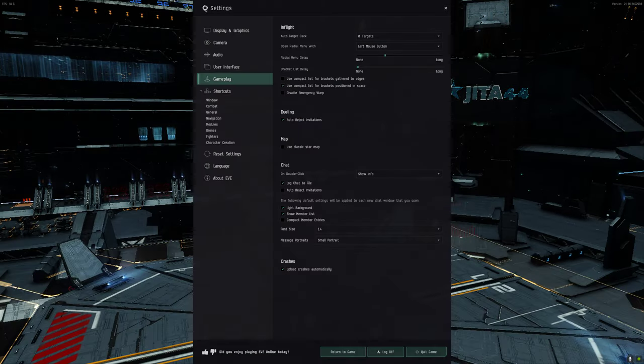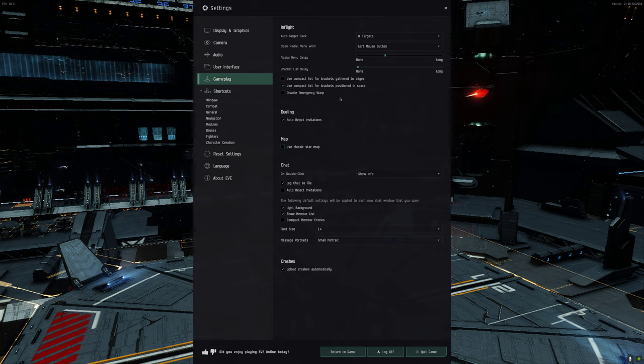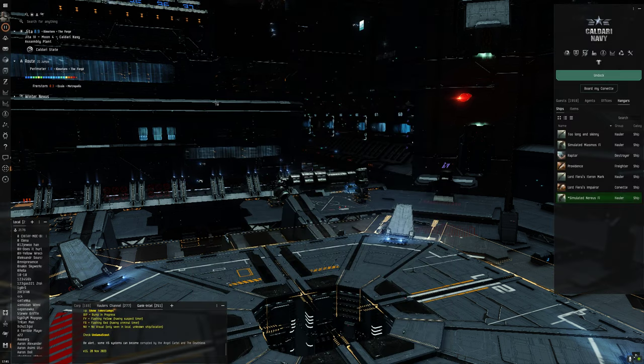So the way to avoid that is open up your settings menu, go to gameplay, go down here to auto reject invitations for dueling. This right here. So on your freighter pilot, you always want to make sure that this is checked so that you don't accidentally fall for that.